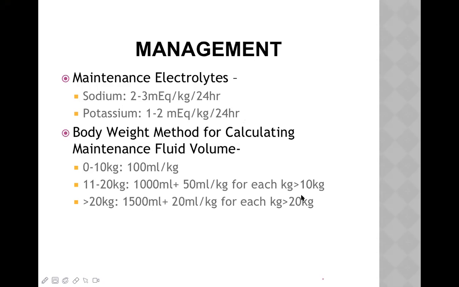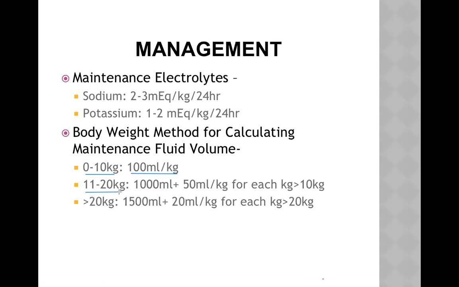Now, I want every student to pay attention here. This is the way by which we calculate maintenance fluid, according to the body weight. So it is known as the body weight method for calculating maintenance fluid volume. If the child is up to 10 kg, we give 100 ml per kg of the fluid. Remember, this is the maintenance fluid. Now see here: from 0 to 10 kg, we give 100 ml per kg of the fluid.